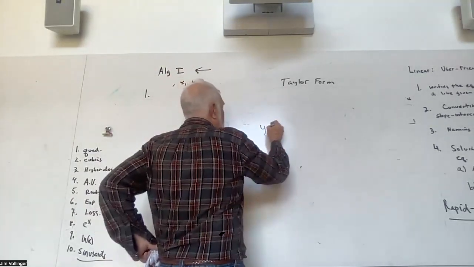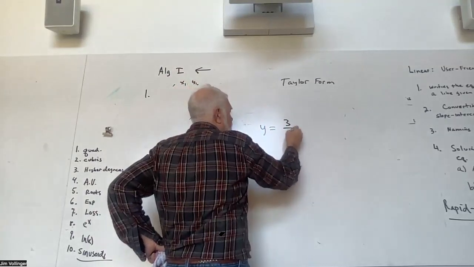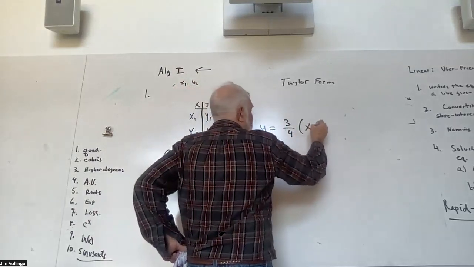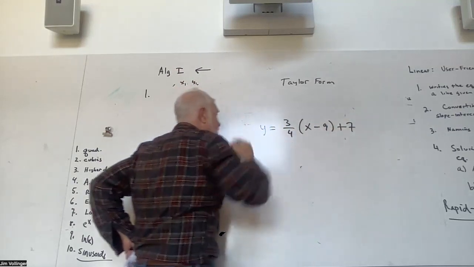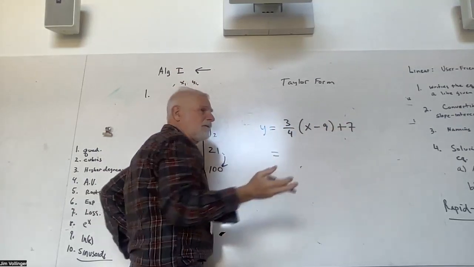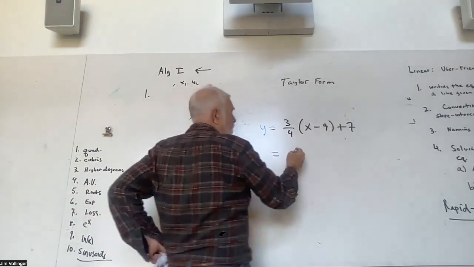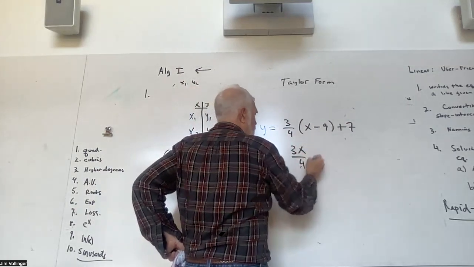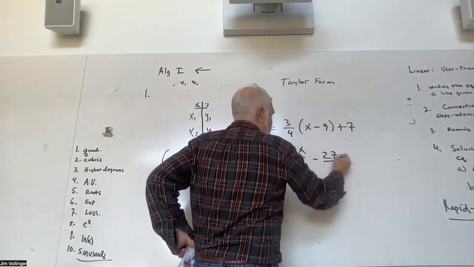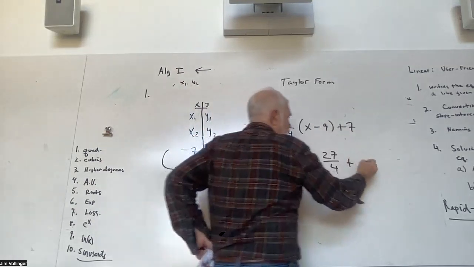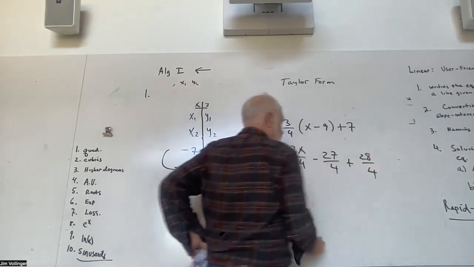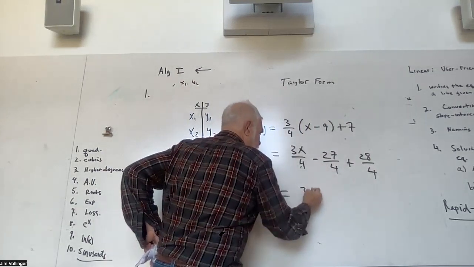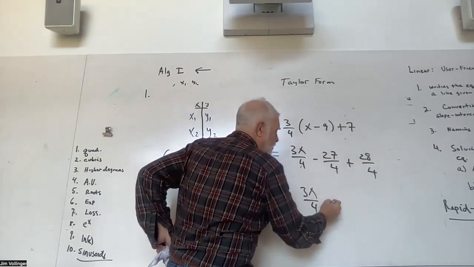All right, so let's look at y equals 3/4 times (x minus 9) plus 7. Okay, so you pause the video, you try, I'm just going to do it now. So I got 3x over 4 minus 27 over 4 plus, I need something over 4. 7 is what over 4? It's 28. So it looks like I've got 3x over 4 plus 1/4.